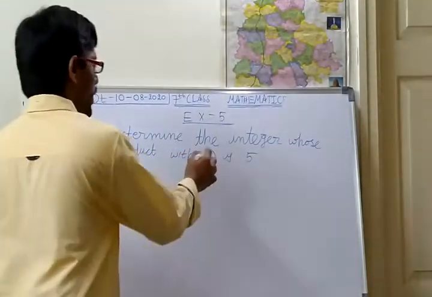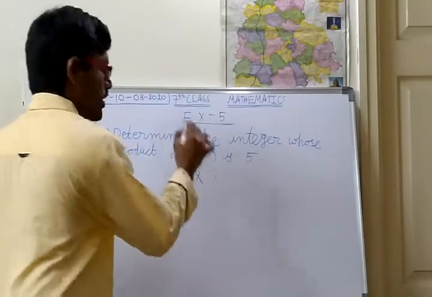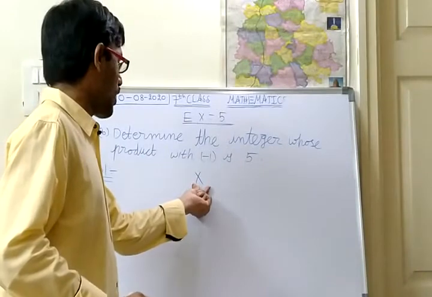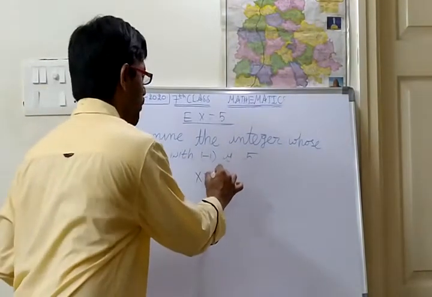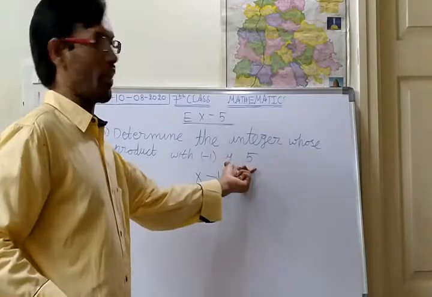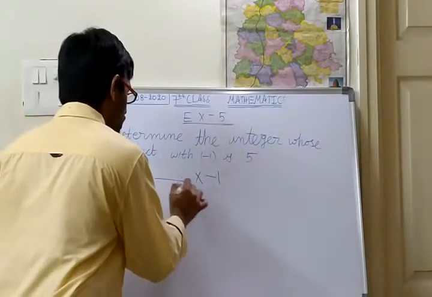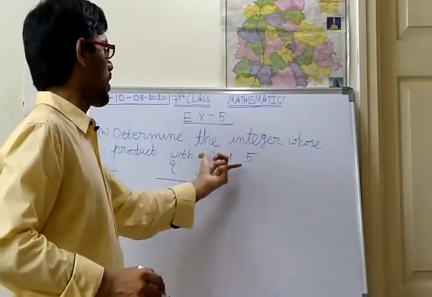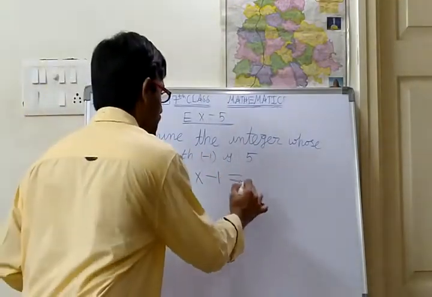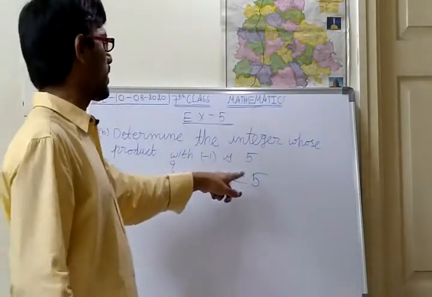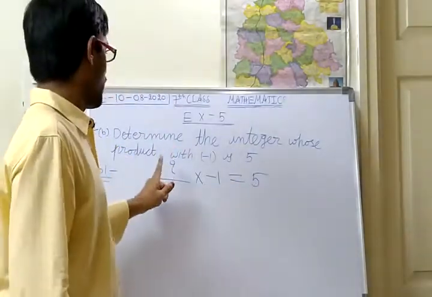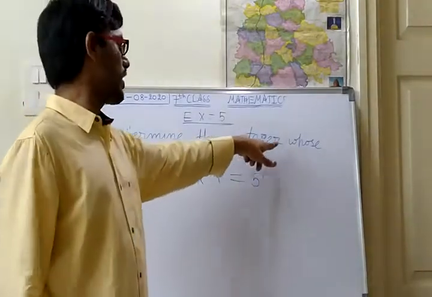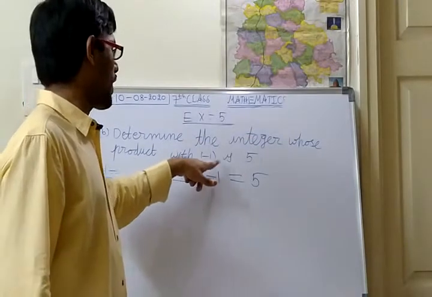Product means multiplication. One thing you remember, product means multiplication. So product with minus 1 is 5. So determine the integer. This one you have to find out. That integer whose product with minus 1 is 5, he is asking. That means the result is 5. He has given the result. So what is the result? 5. So we have to find the integer whose product with minus 1 is 5.